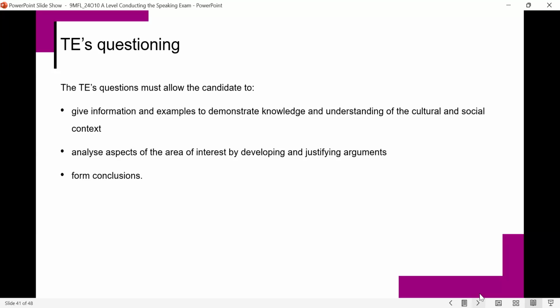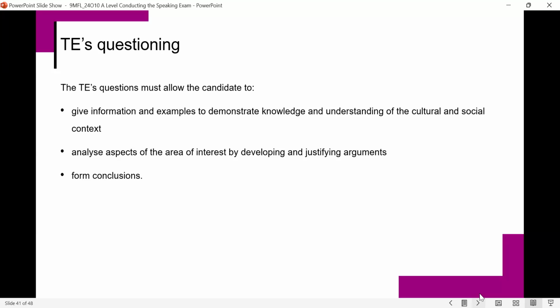You know, can you give me an example? What do you understand by those facts? How is that relevant to the cultural and social context? How is that relevant to Spain at that time, for example? Or how do you think those aspects are important in justifying such and such a thing? Or what conclusions do you draw? So using some of those words can be quite helpful in making sure that your questioning is varied and in depth.